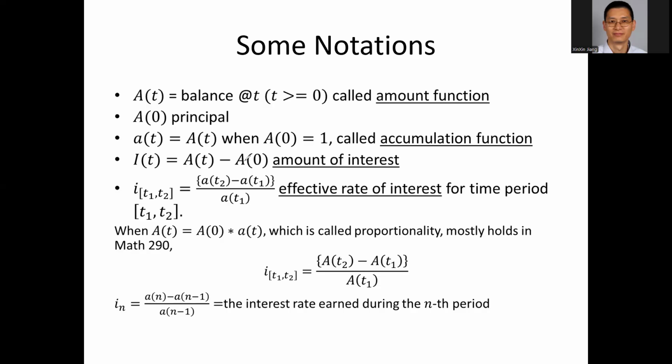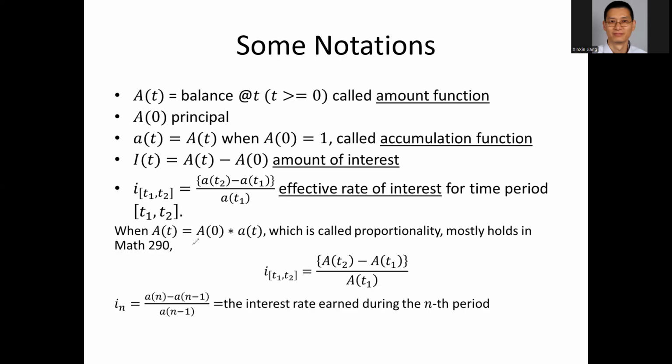Capital I(t) is the amount of interest, which can be calculated by the amount at t minus the amount at zero, which is the principal. And little i sub t1, t2 is the effective interest rate for the time period t1 to t2. It is calculated by the accumulation function evaluated at t2 minus the accumulation function at t1, divided by a(t1).